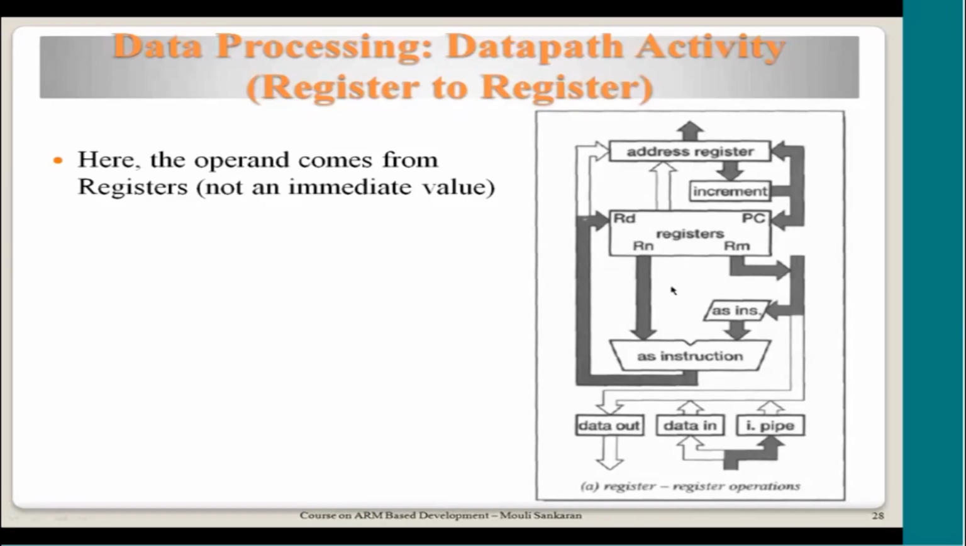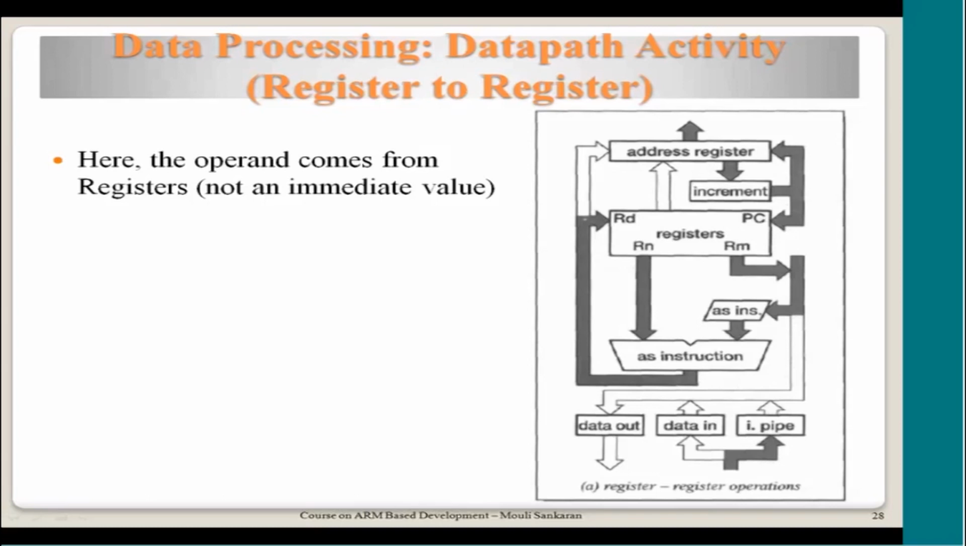Suppose MOV R0, R1. Now R1 is read from the register file, and then it is written into R0. So this all happens in one execute cycle. Now what is happening on this side? This is the PC, the R15, getting incremented, and then the next instruction getting executed.